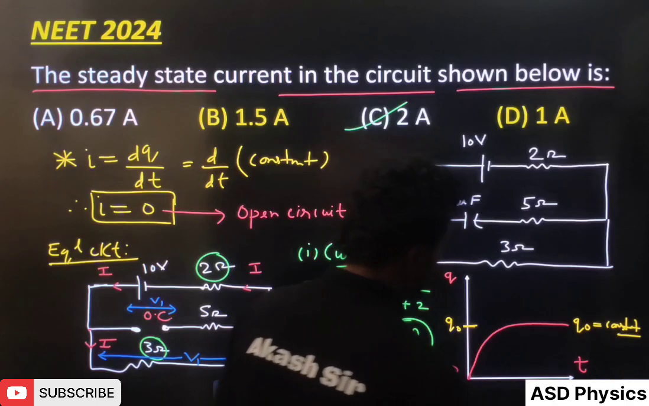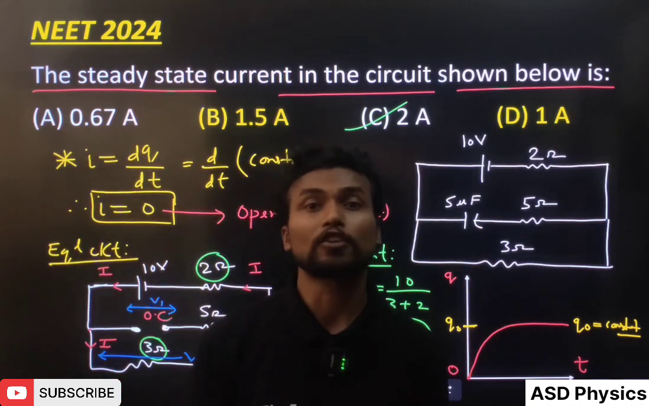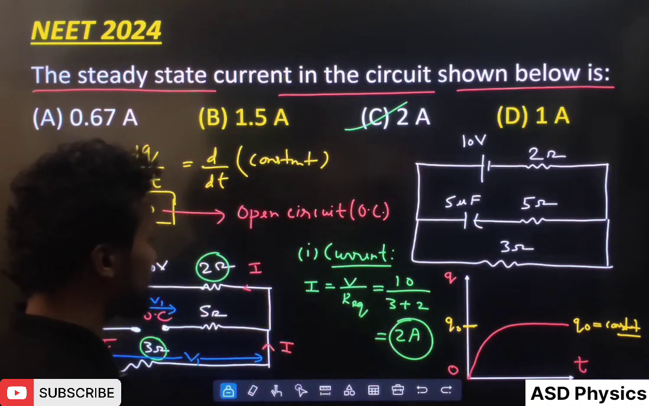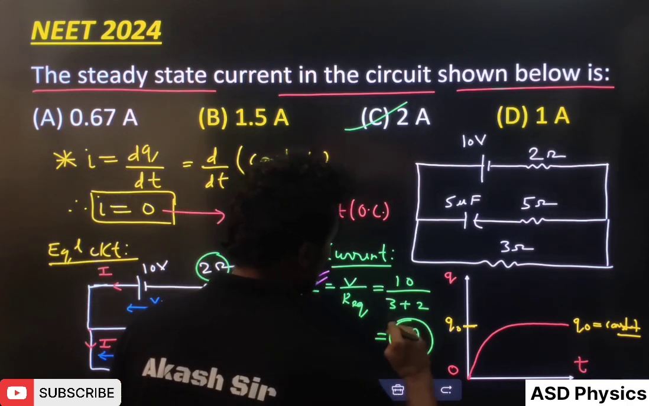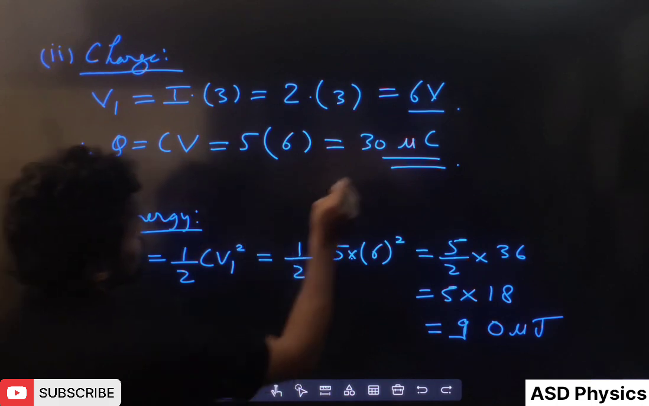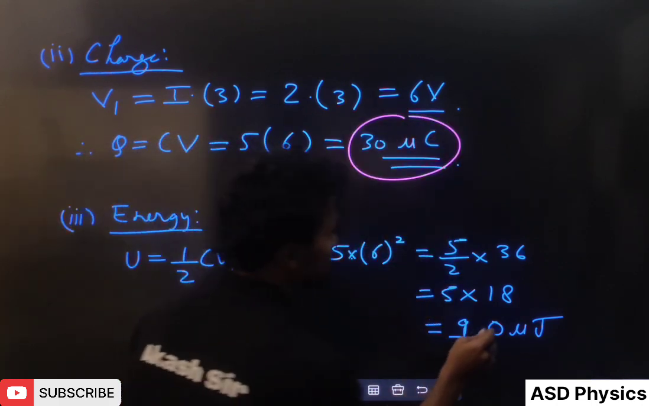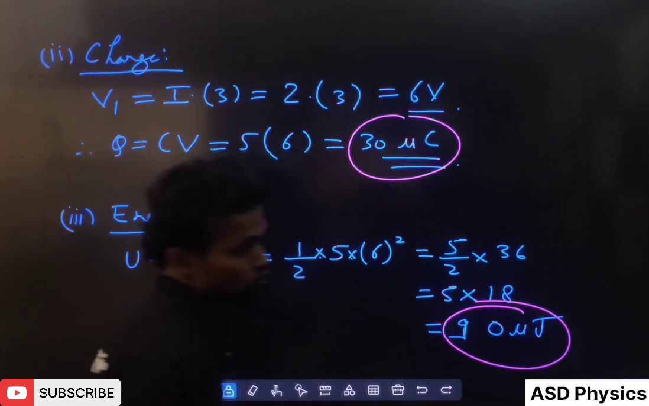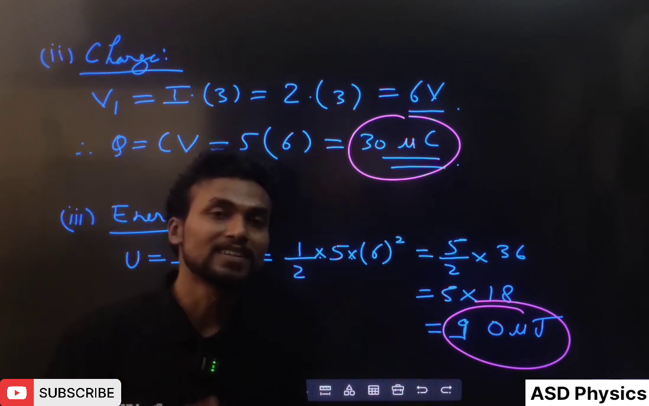Okay, students. So you can see very well in this question, we can solve any kind of capacitor based question. Very easy. We calculated the current, 2 ampere. After that we calculated the charge also, 30 microcoulomb. Even we calculated the energy also, 90 microjoule. And this micro is coming from the microfarad. Okay, students, keep studying.